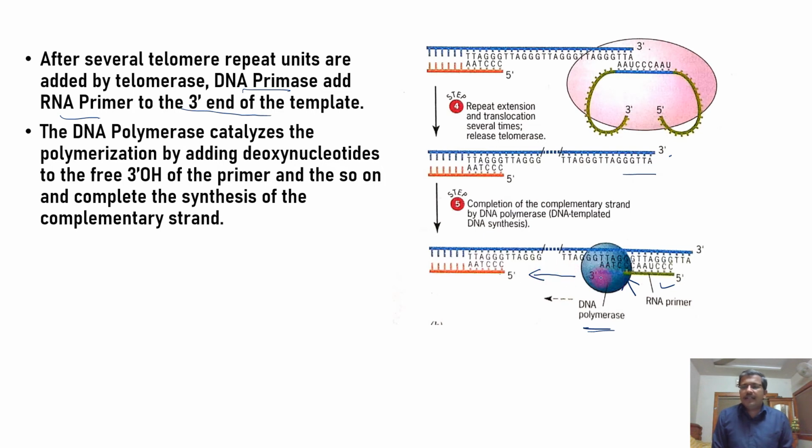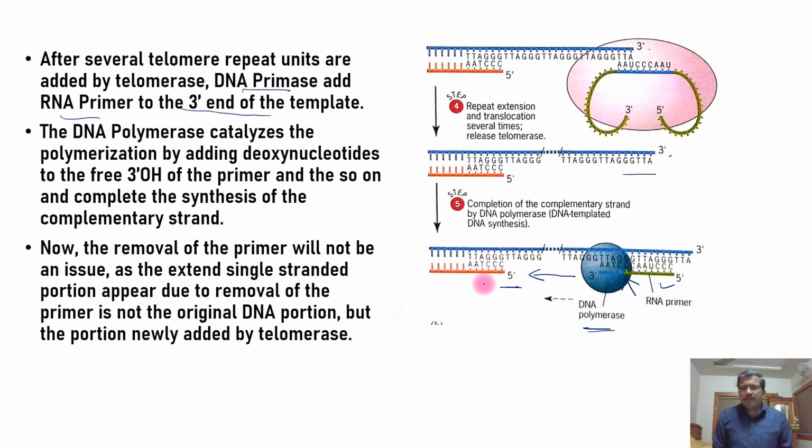When you add a new DNA nucleotide to the 3' OH of the RNA, a DNA nucleotide OH at a 3' end will be exposed. And again, that OH will be utilized for addition of the second nucleotide, and so on. As a result, the synthesis of the complementary strand will be completed up to this point.